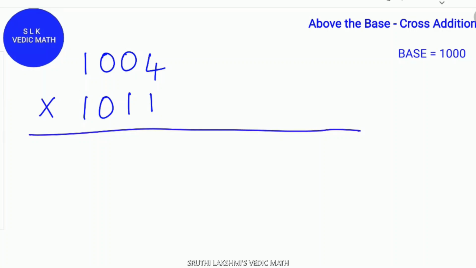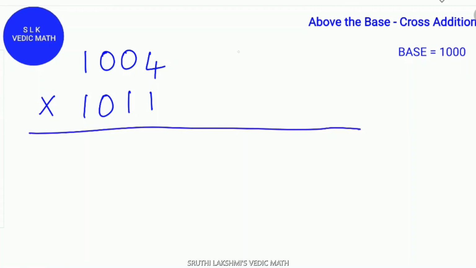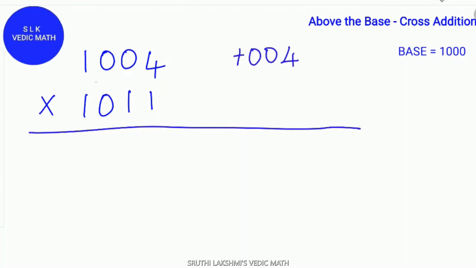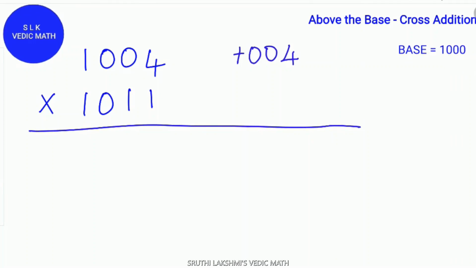Let's try another example. 1004 times 1011. First, find a base for 1004 and 1011, which is 1000. Next, find the difference between 1004 and the base 1000, which is 4. Write 4 as plus 004. We put a plus sign to show that 1004 is greater than the base 1000. We put 2 zeros in front of 4 because the base 1000 has 3 zeros, so there are supposed to be 3 digits in the right hand side.